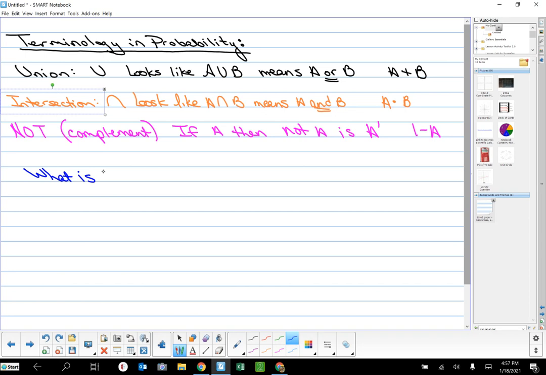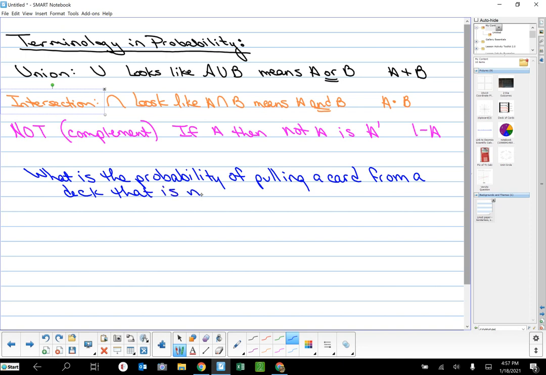What is the probability of pulling a card from a deck that is not a 5? Well, first you would have to find what is the probability of a 5.